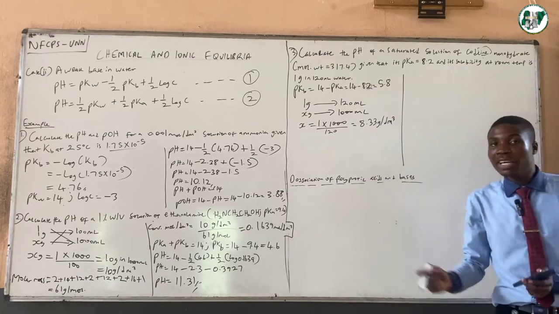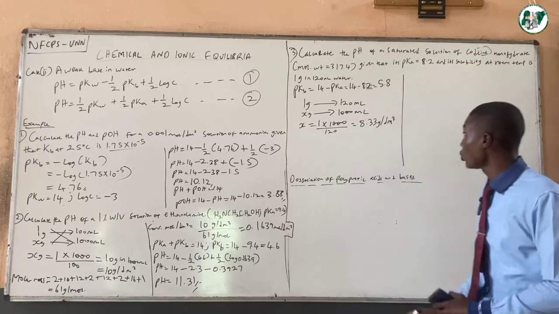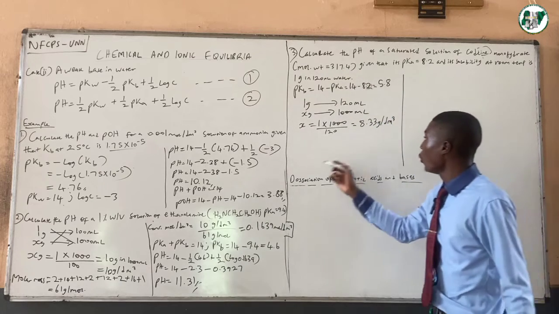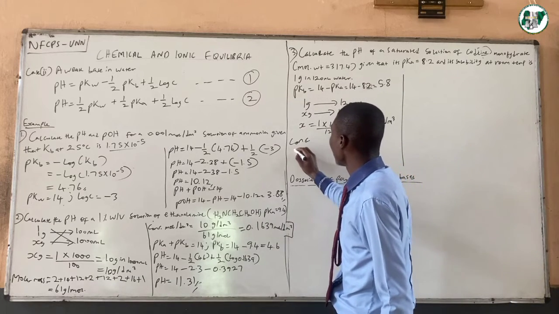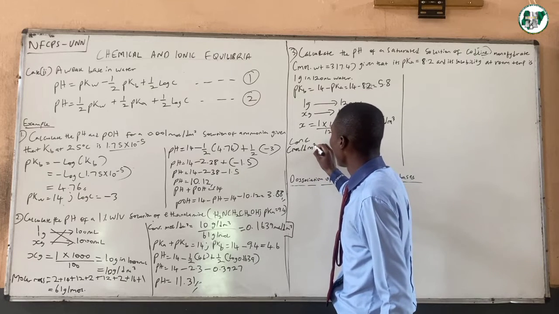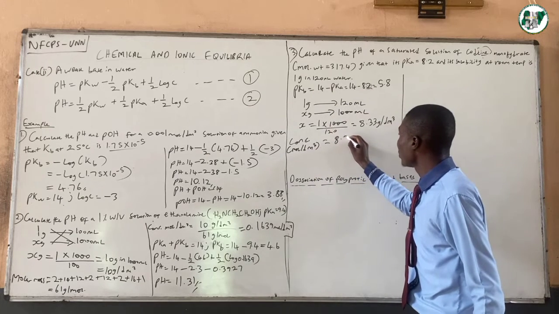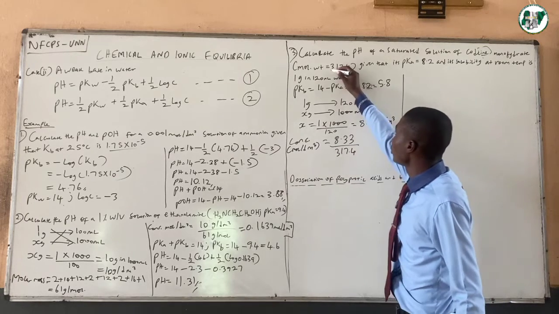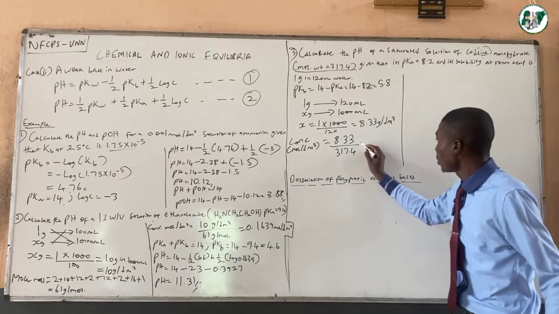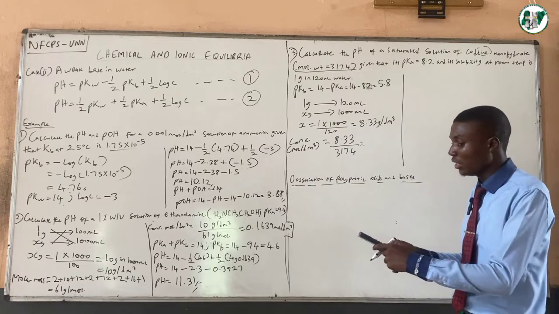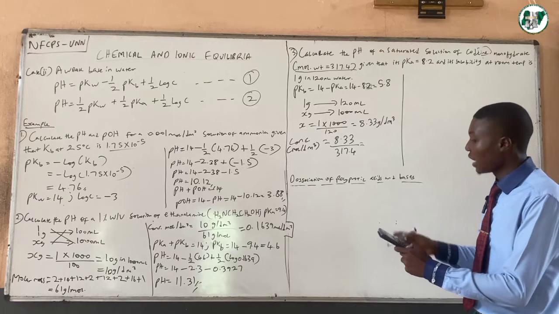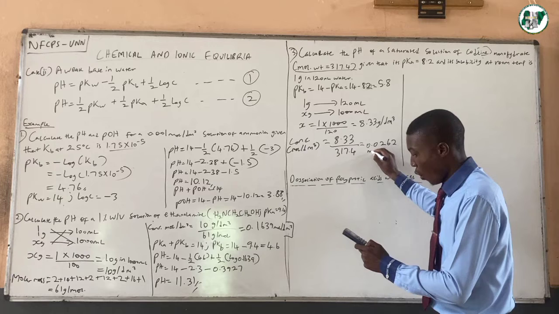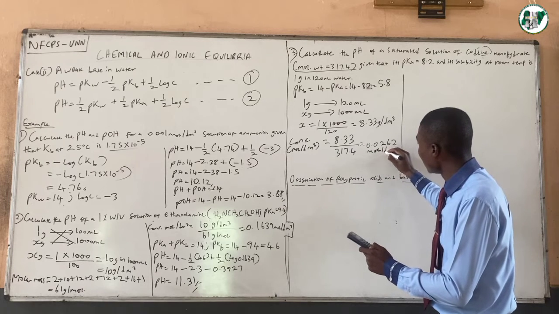One step already been made, but we must get our concentration in mole per dm cube. So our concentration in mole per dm cube, we have been given the molar mass as 317.4. So our concentration in mole per dm cube is going to be equal to 8.33 divided by 317.4. In case you are wondering where it's coming from, this is where it's coming from. So this is 8.33 divided by 317.4, and that's going to give us 0.0262 mole per dm cube.